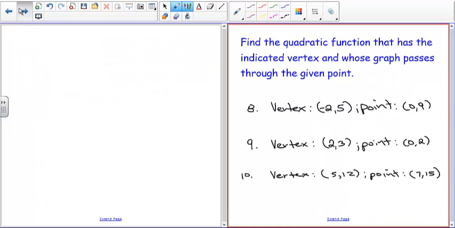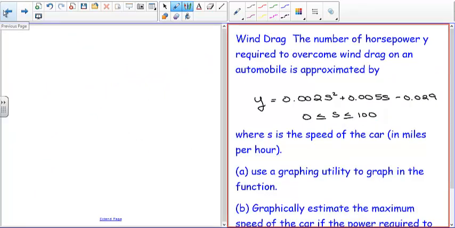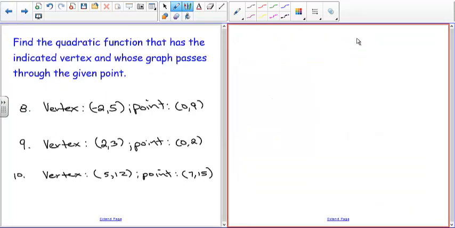And is this the last bunch, or are there some more after this? Okay, so we got this, and then we got 2 word problems.